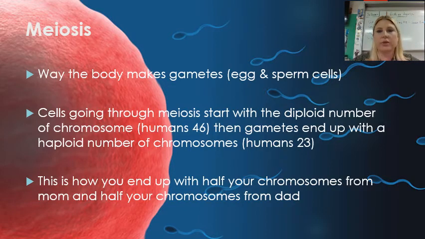So cells going through meiosis start with a diploid number of 46. So human chromosomes, 46. Then, when we've gone through these divisions, the gametes, the sperm and the egg, end up with a haploid number of chromosomes, 23 in each, so that when the sperm and the egg join together, we have the total of 46 chromosomes.